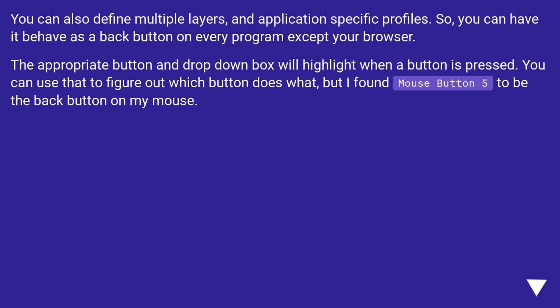You can also define multiple layers and application-specific profiles. So, you can have it behave as a back button on every program except your browser. The appropriate button and drop-down box will highlight when a button is pressed. You can use that to figure out which button does what, but I found mouse button 5 to be the back button on my mouse.